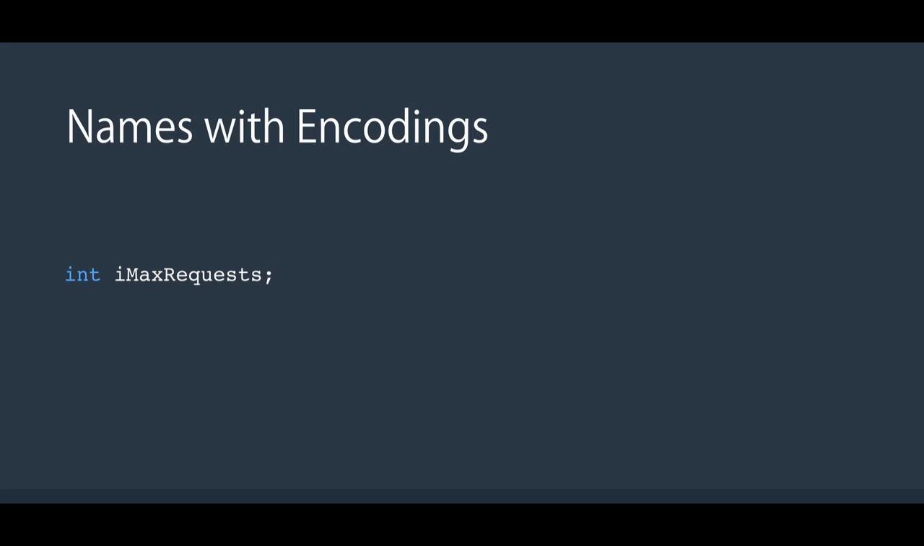But these days Hungarian notation is not applicable anymore. We have really good IDEs. In Visual Studio, if you want to see the data type of a variable, you can just hover your mouse over it and you will see. There is no need to pollute your identifiers with their data type. So in this example, we can just call this max requests.